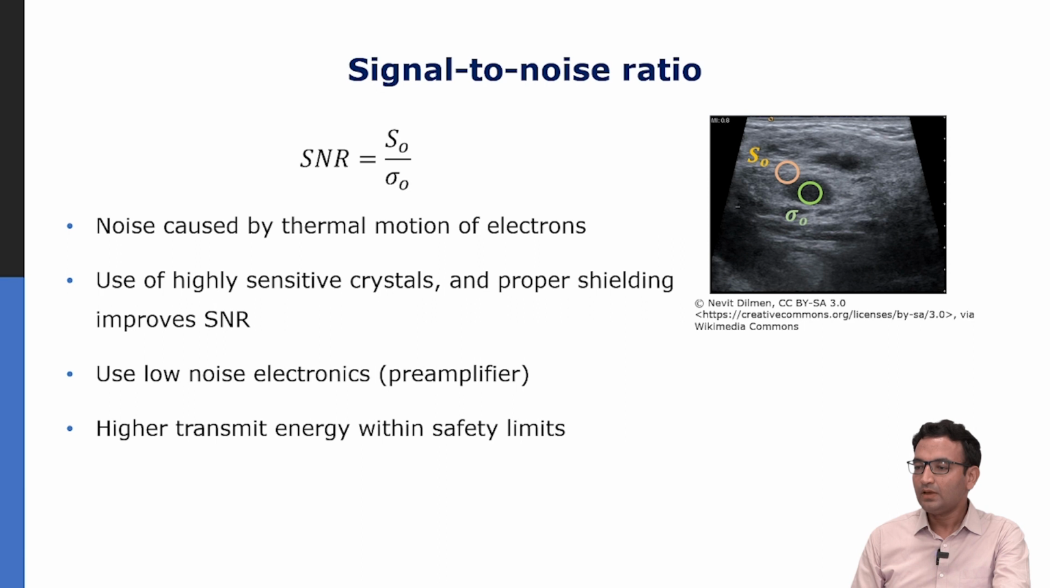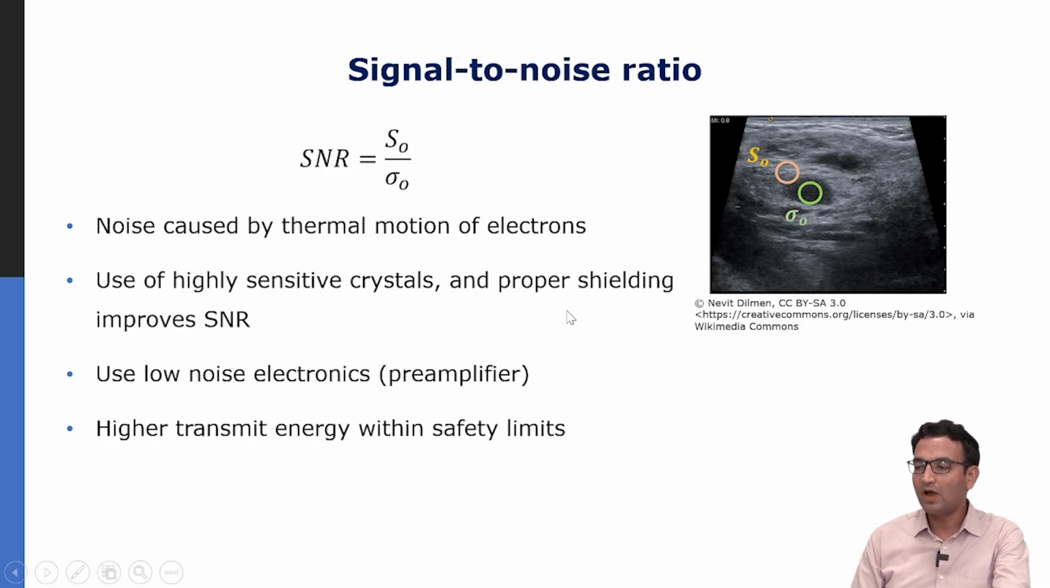Now if I look at the variance of the signal from the cyst, this represents the variation of noise, and if I look at the signal from the object, this is the signal. So this ratio is called the signal to noise ratio. Now how do I improve my signal to noise ratio? If I use highly sensitive crystals, high quality piezoelectric materials, then the crystals are more sensitive and then the signal strength will be more relative to the noise.